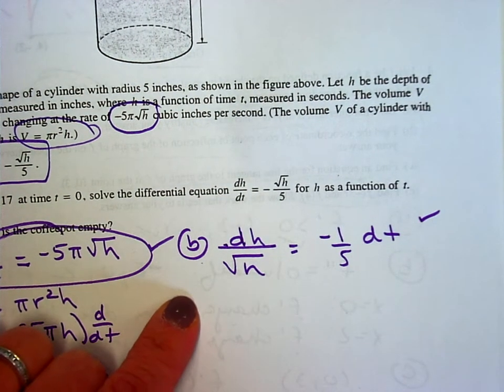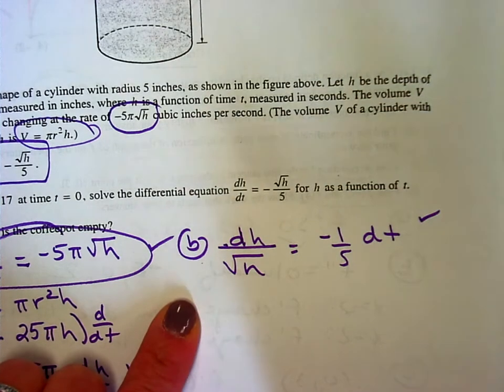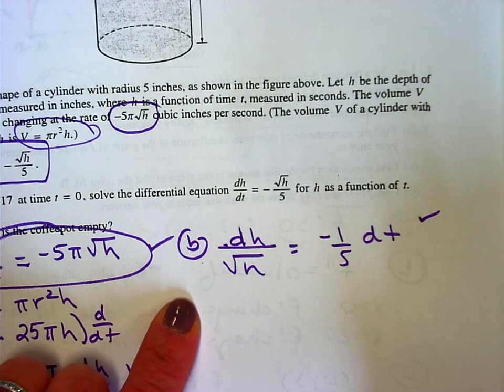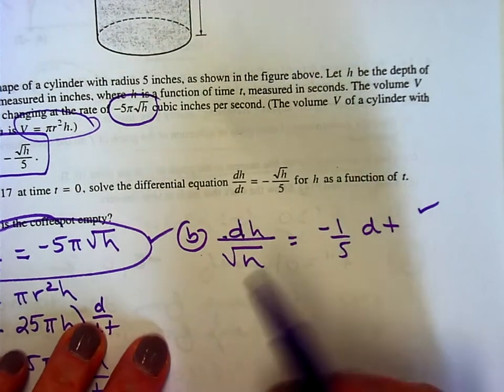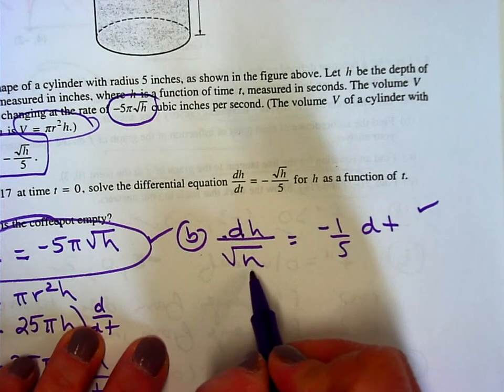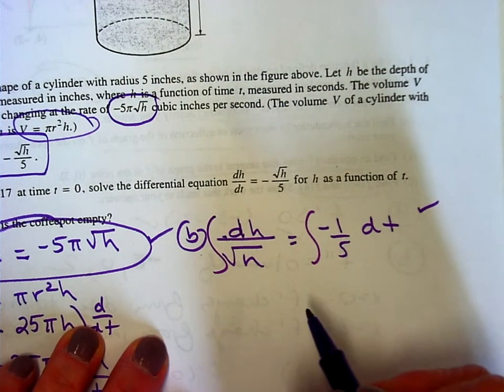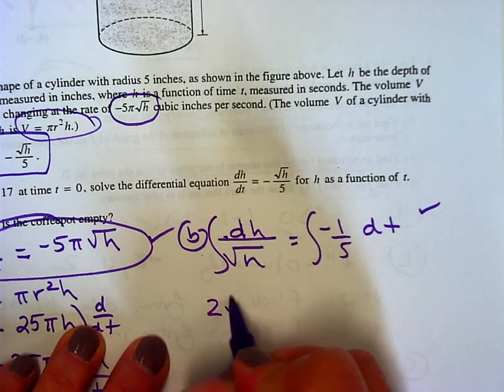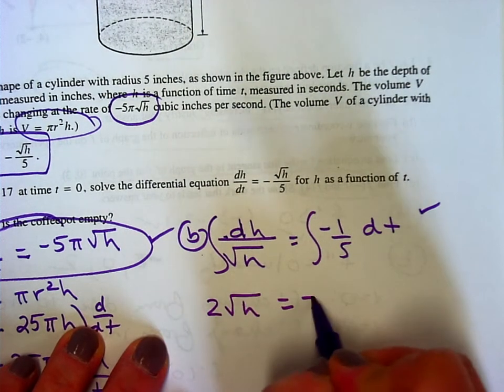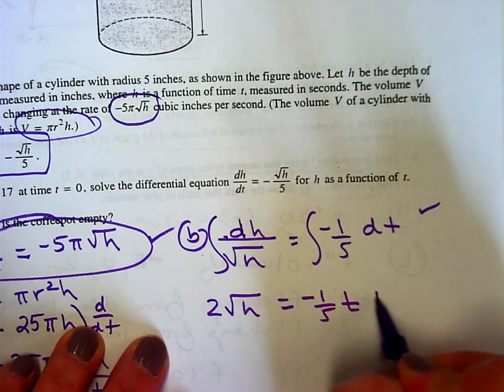If you do not have the h's with the dh's and the dt by itself, this is a 5-point question. It's -5. You can't earn any other points beyond that. Okay, next I'm going to integrate this. This is really h to the negative 1/2. So I'm going to add 1 divided by the power. So this is this integral. The antiderivative this side. Don't forget your plus c.